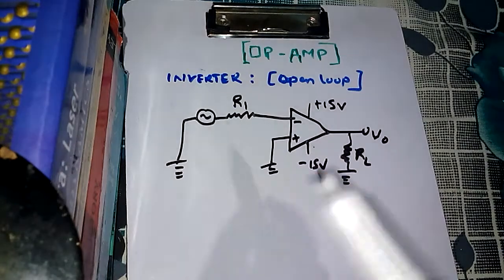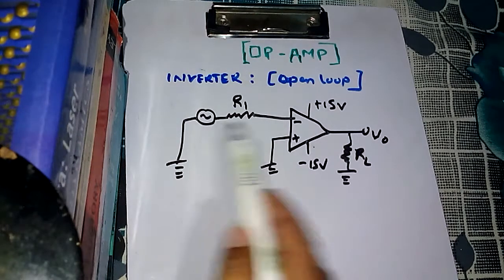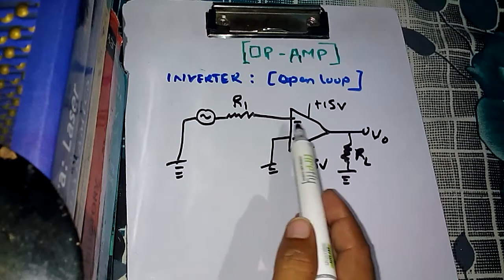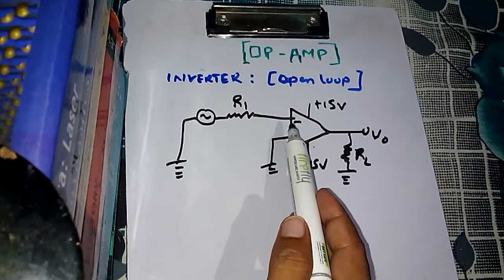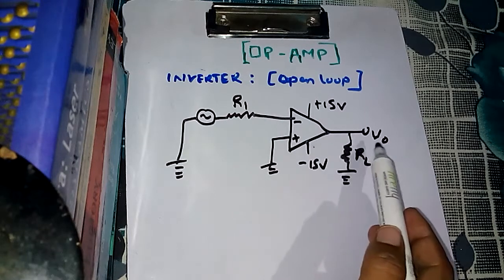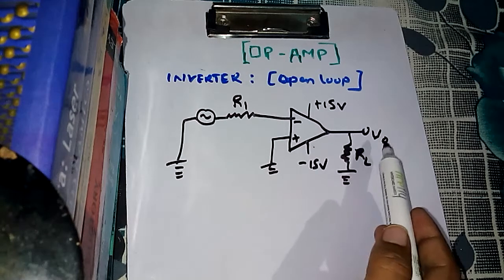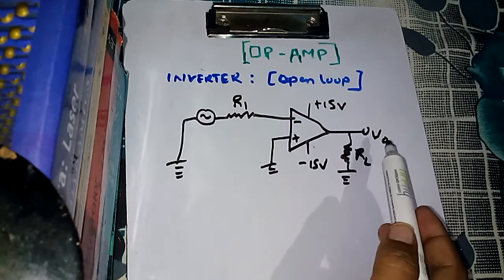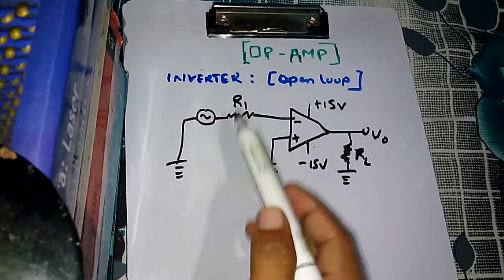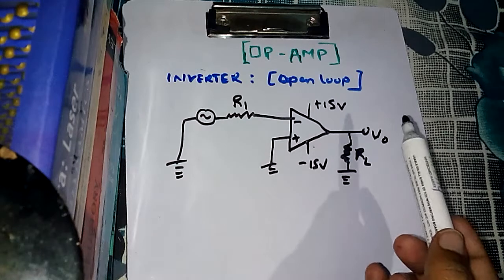And why inverter? Because I have given the input signal to the negative input terminal. This is also called inverting terminal. The output signal that we will get will have a phase change of 180 degrees with respect to the input, and that's why we call it inverter.